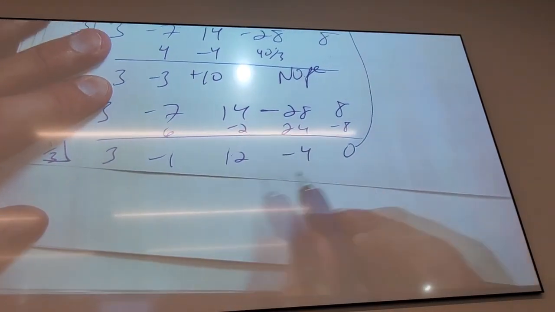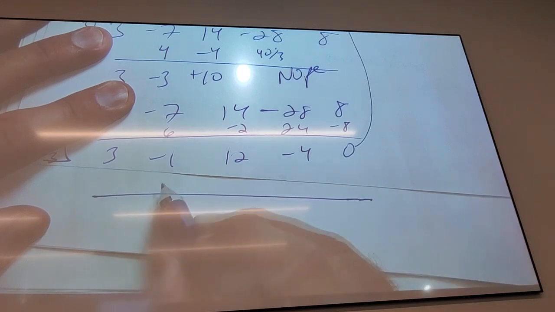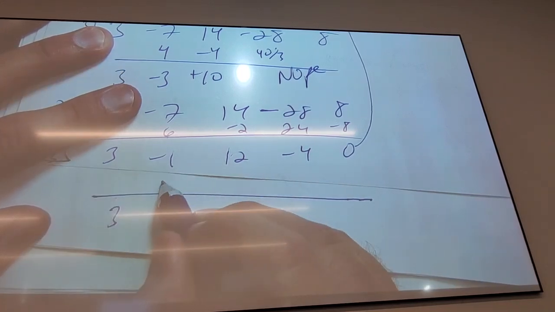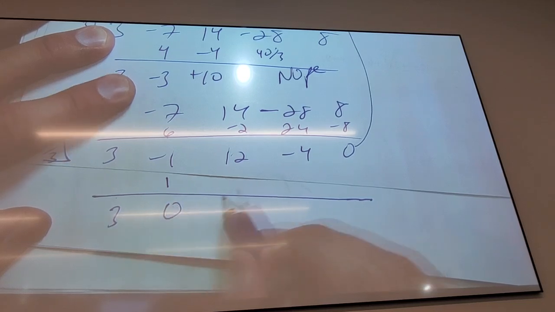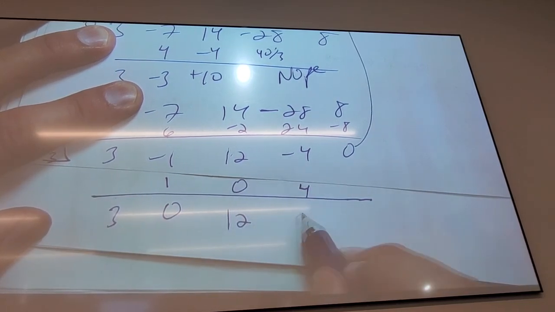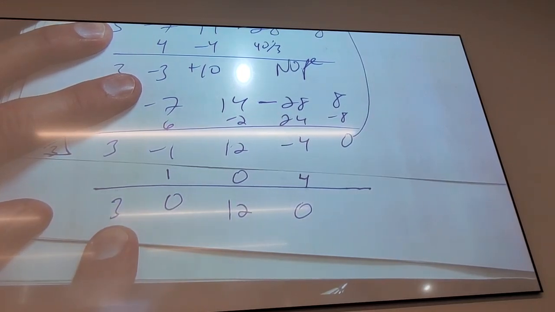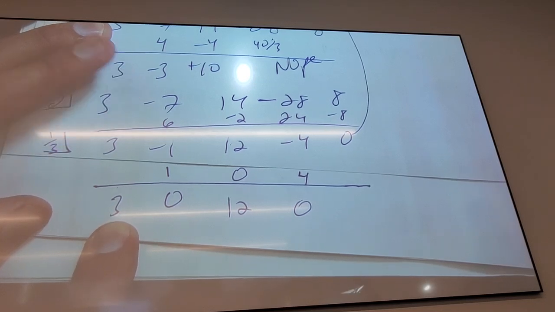Let's see. So I get 3. 1/3 of 3 is 1. I get 0, 0. 12. 1/3 of 12 is 4, 0. Now am I at an x squared? Yes. So what do we got so far?